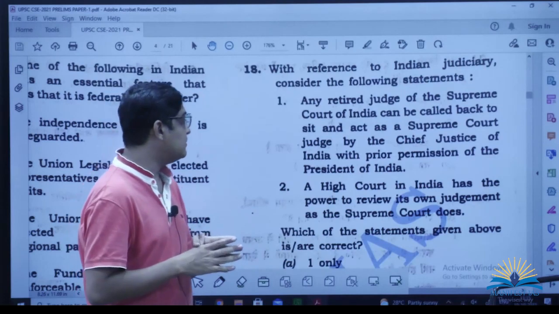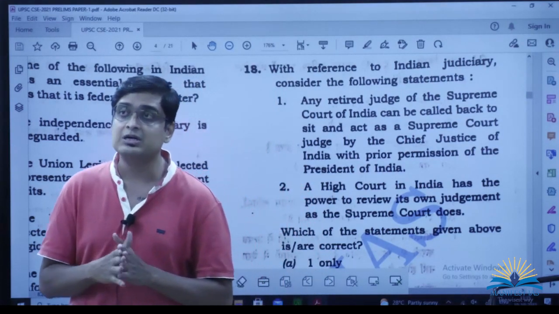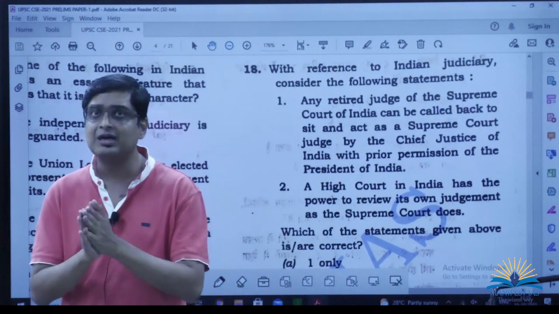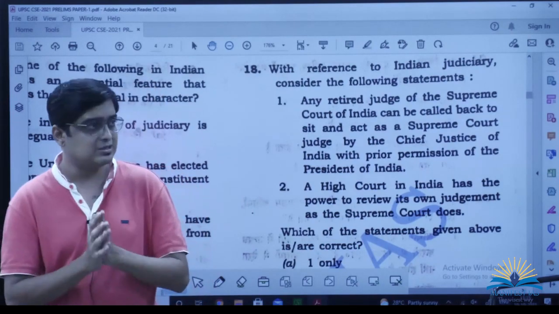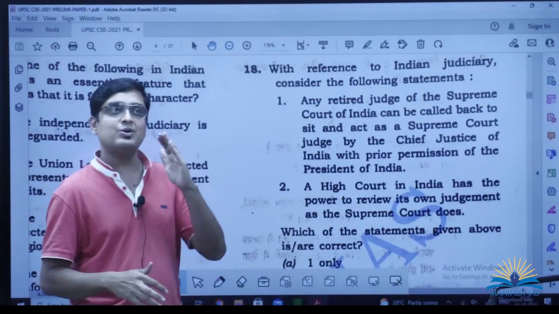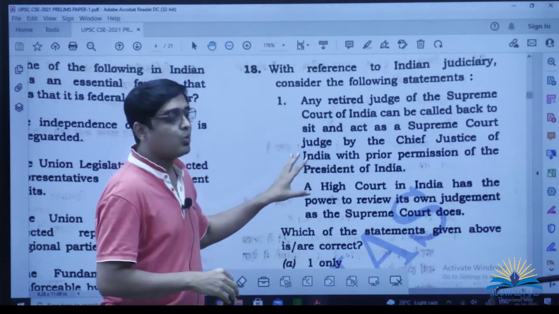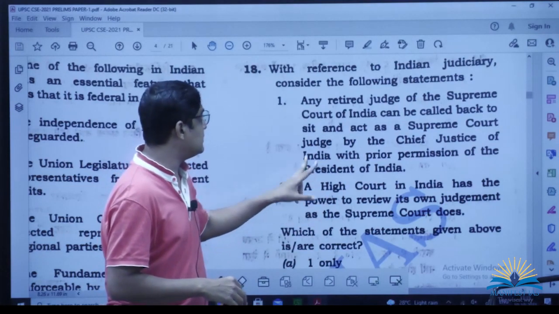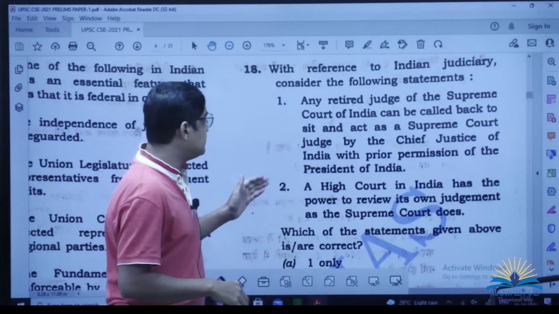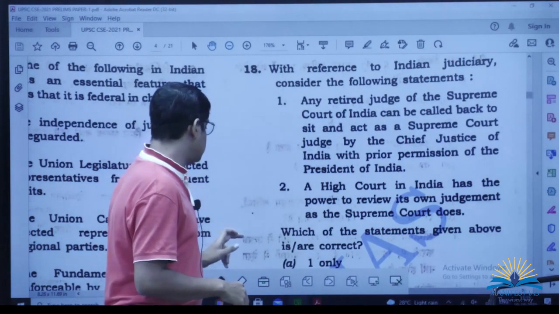A High Court in India has the power to review its own judgment as the Supreme Court does. Yes. Review petition is given under Article 137 for the Supreme Court. It's also there for the High Court, constitutionally mentioned. The High Court also can review its own judgment. Then only can you go and challenge it, even in the Supreme Court. So this is also correct, and one is also correct. So the answer in this is C.